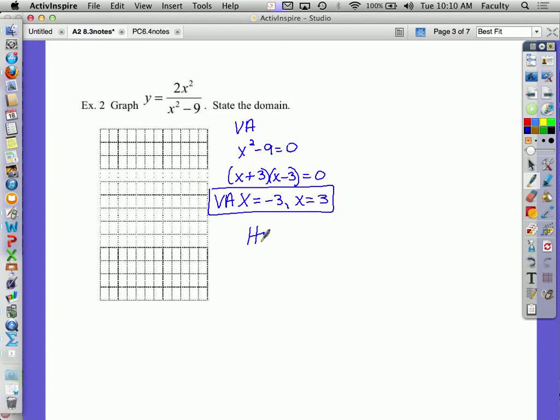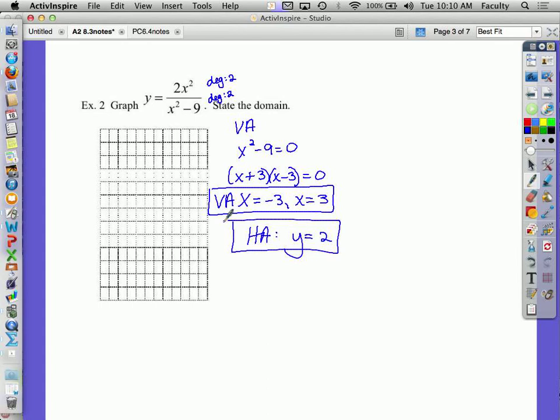Now the horizontal asymptote: the degree of the top is 2, the degree of the bottom is 2. When the degrees are equal, it's just the coefficients. So does anybody want to try the horizontal asymptote? Y equals 2. And you guys be careful, do not put a 2 down. If you put HA 2, I will mark it wrong. I'm being very transparent here.